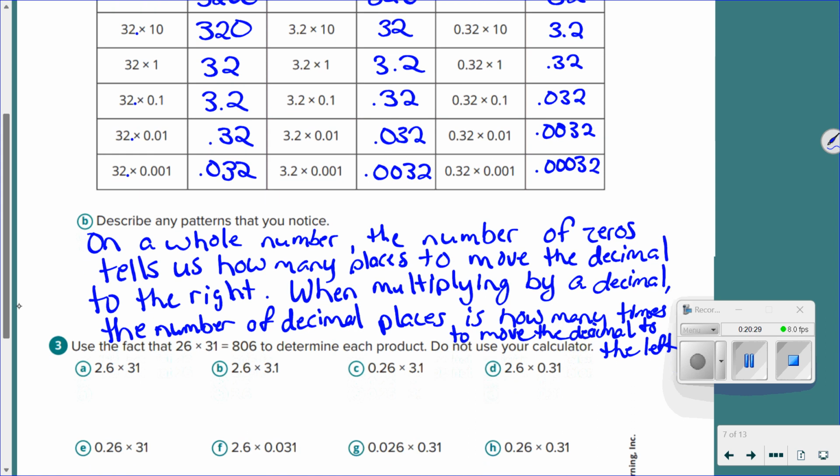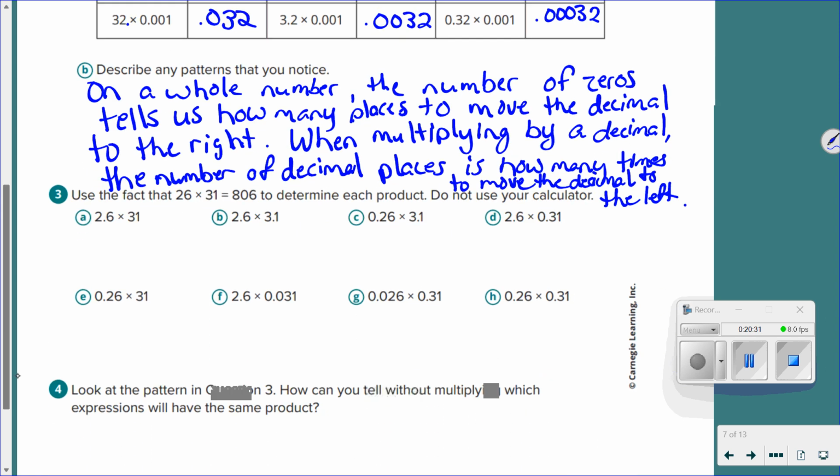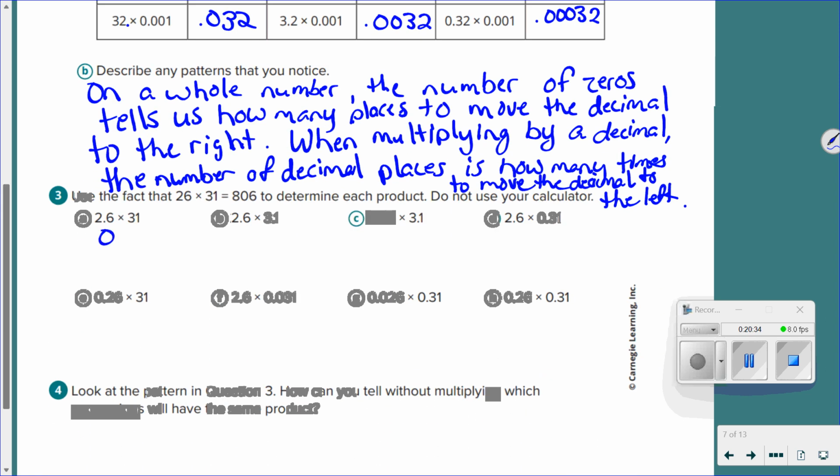While you're writing that, I also want you to complete number 3. All of the answers are going to be 806, but you have to determine where to put the decimal in the answer based on the problem. Any questions? So you're doing 3A through H as well. You have about 2 minutes. Go for it.